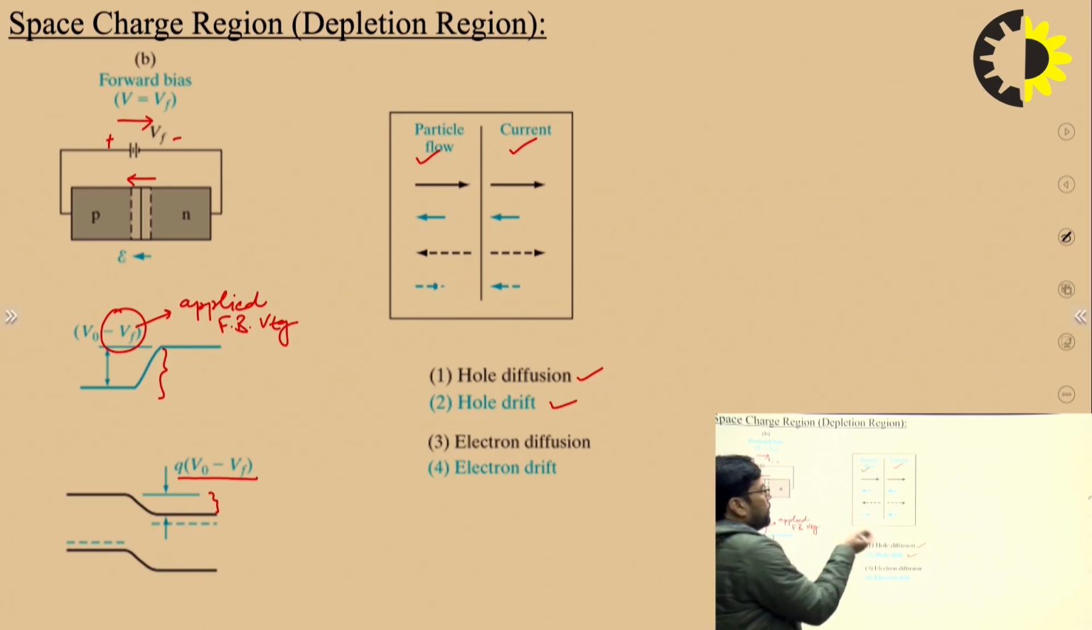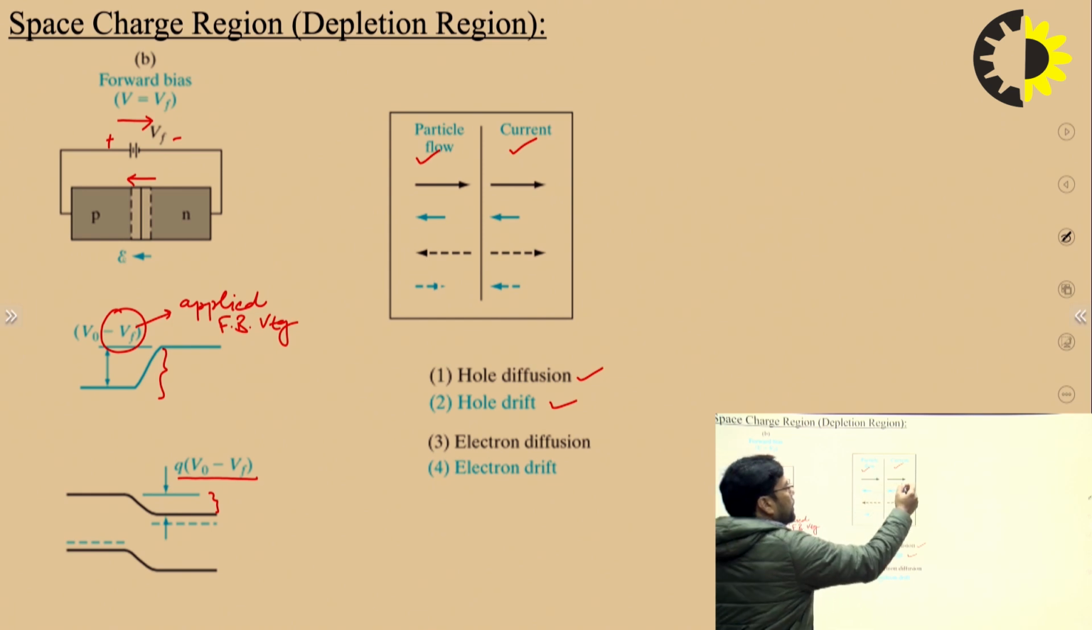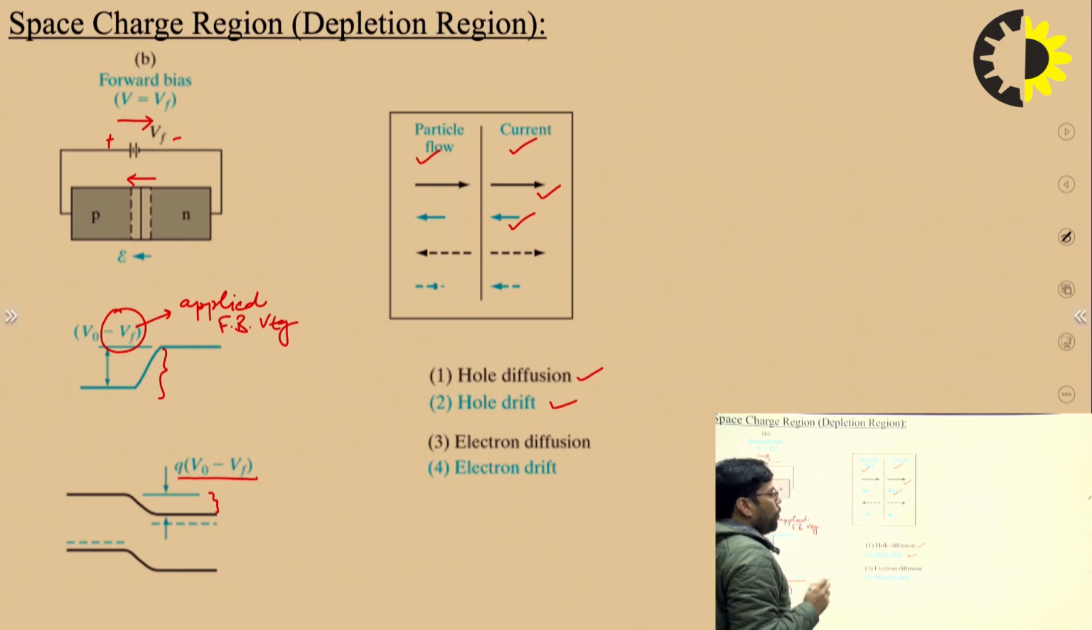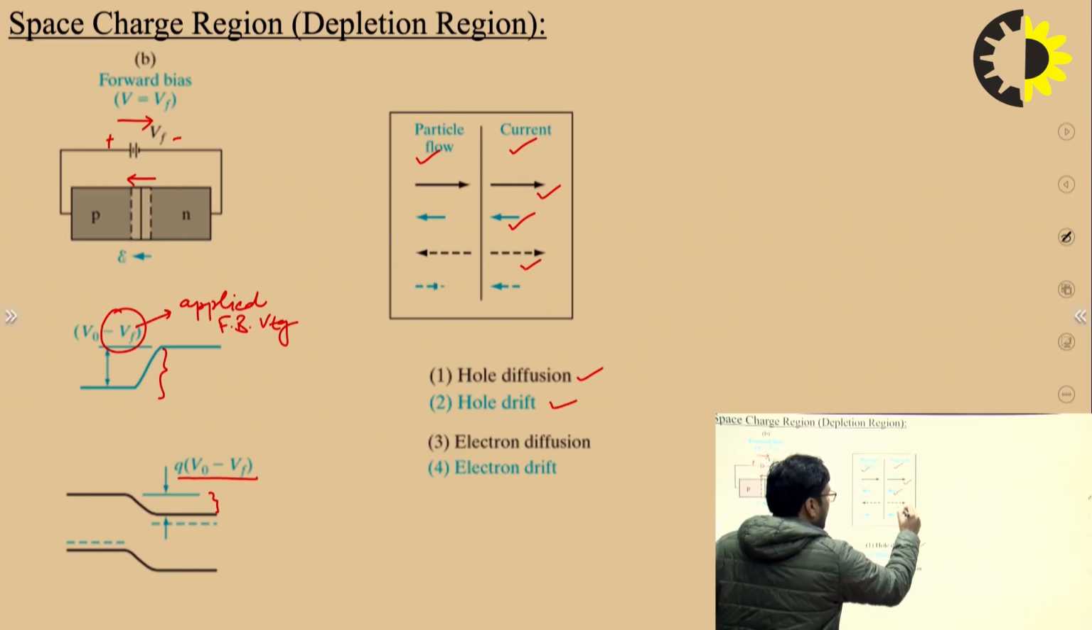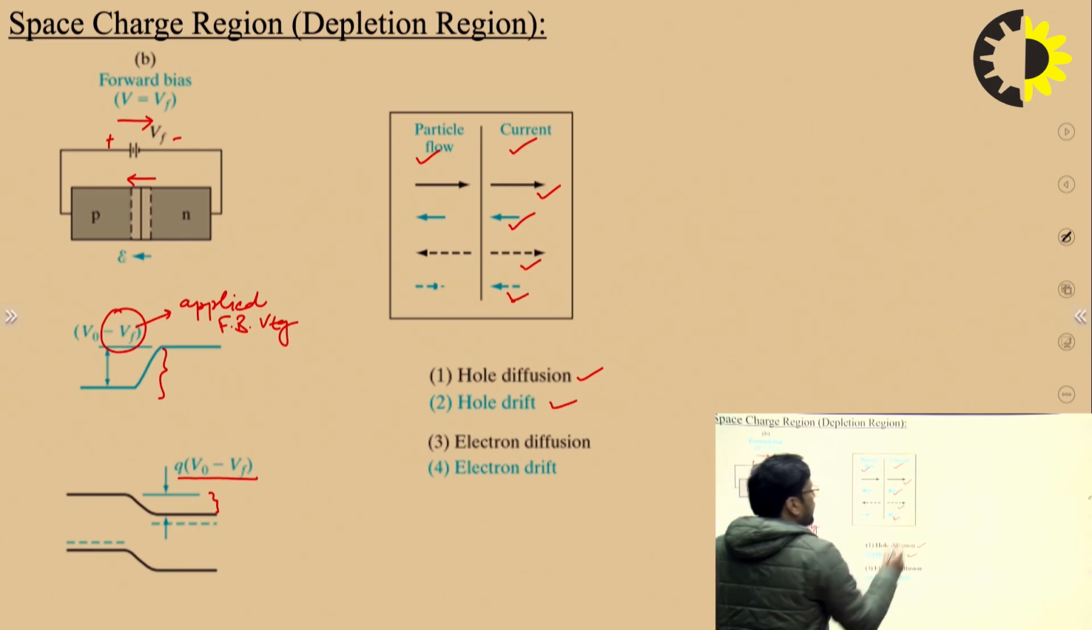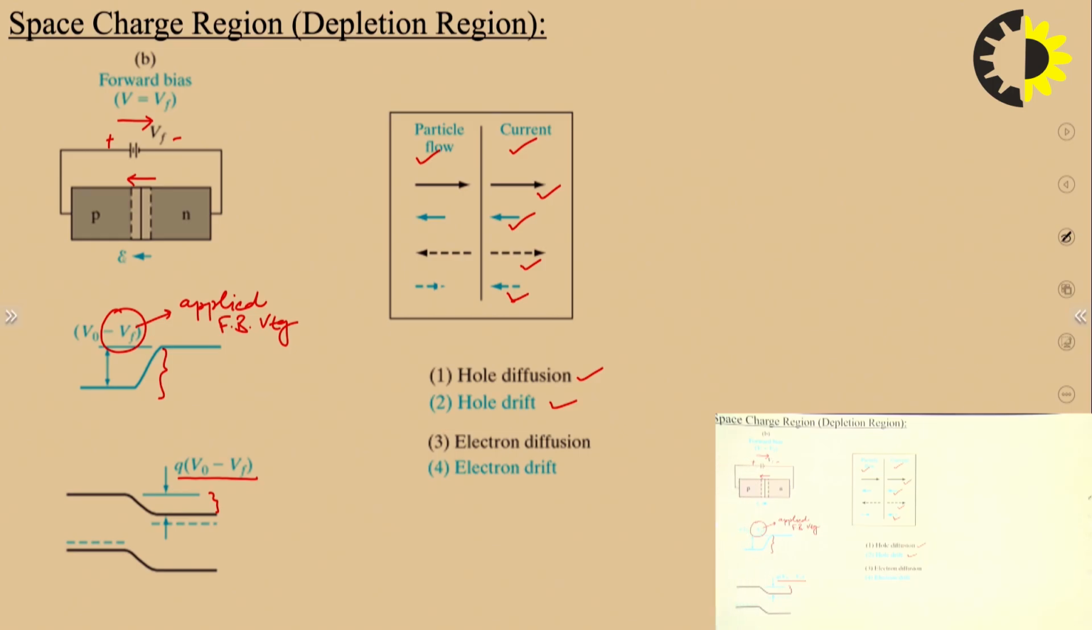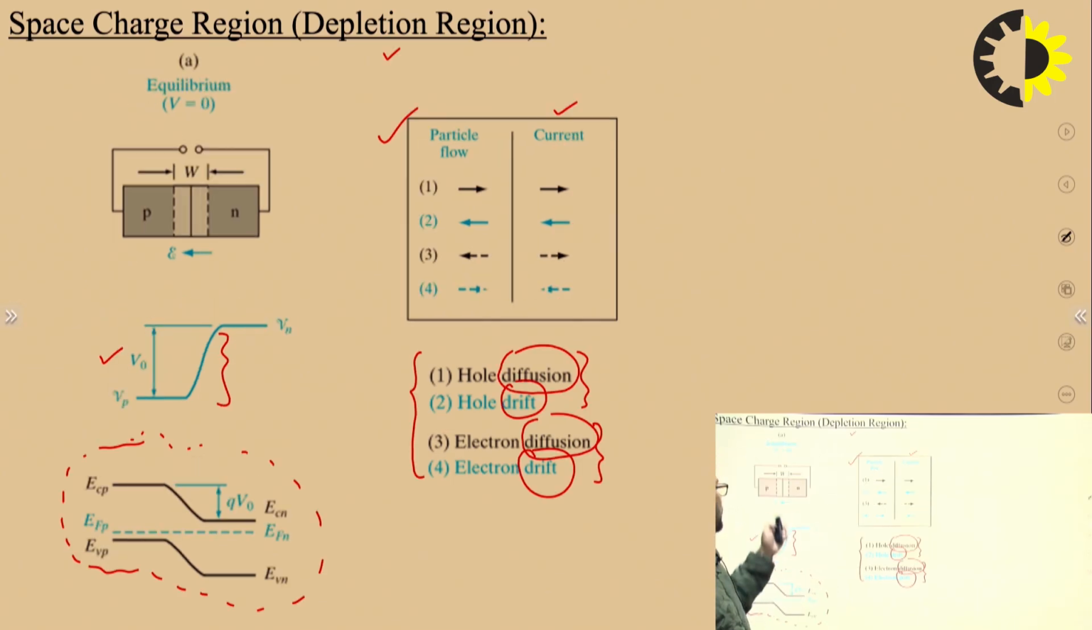The hole diffusion current intensity is higher compared to the hole drift current intensity, while the electron diffusion current intensity is higher compared to the electron drift intensity. So in this forward bias case, we don't have a zero resultant current. We have a certain current in the forward bias, and it is a non-linear current, right.